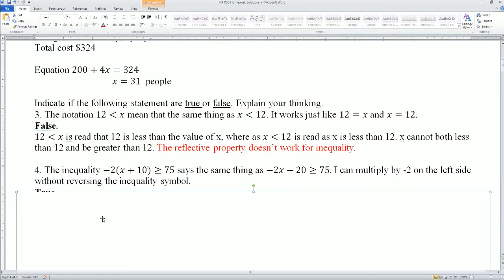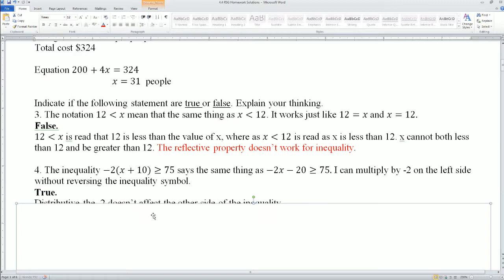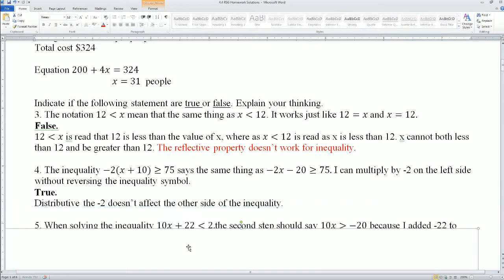4. This inequality, -2 parentheses x plus 10 is greater than 75, says the same thing as -2x minus 20 is greater than 75. I can multiply -2 on the left hand side without reversing the inequality symbol. Alright, so let's see if that's correct. Yes, you distribute the -2, and that does not affect the other side of the inequality. That is why that is true.